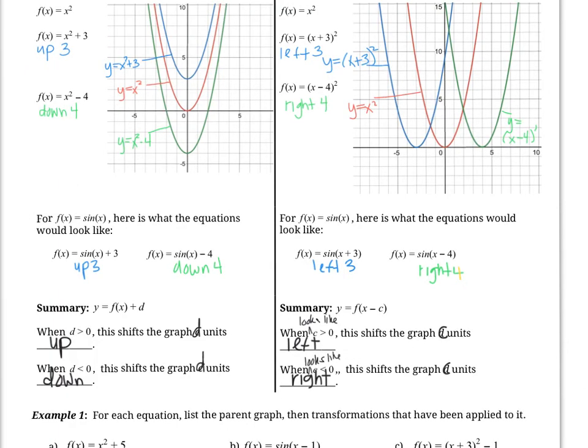So just one more summary. Any numbers that are added outside, it's going to move the functions up and down. And it's very logical, this one. Positive means up, negative moves down.